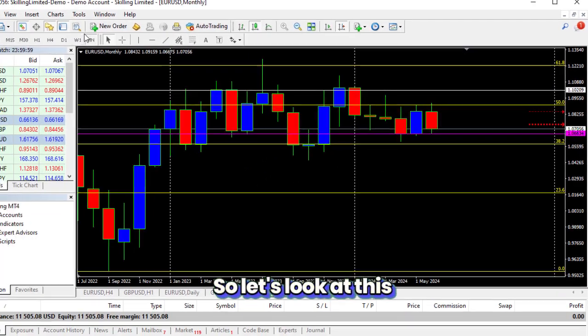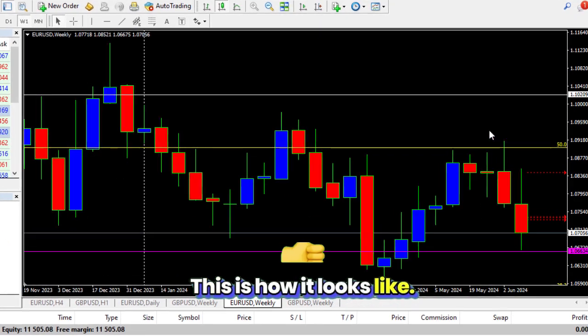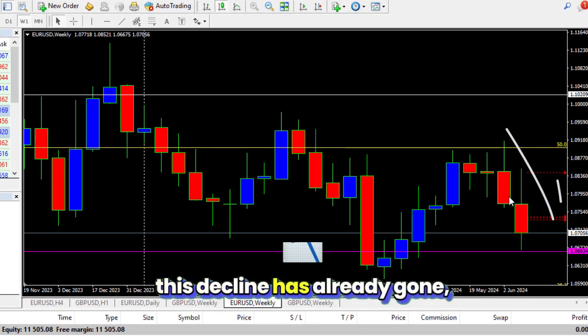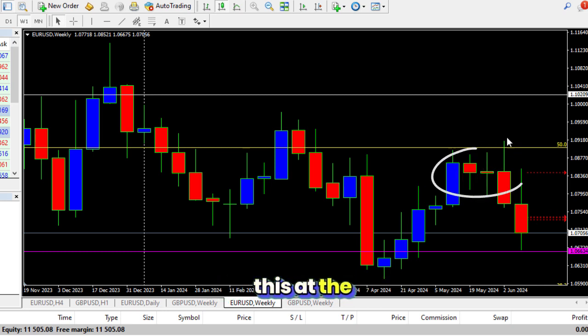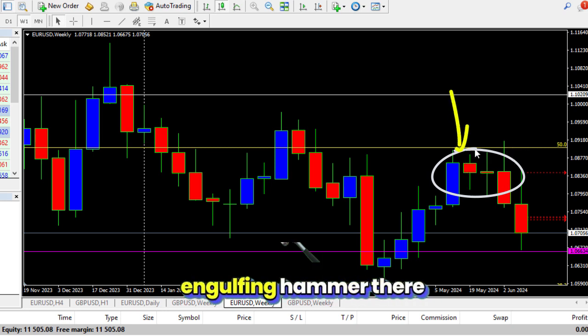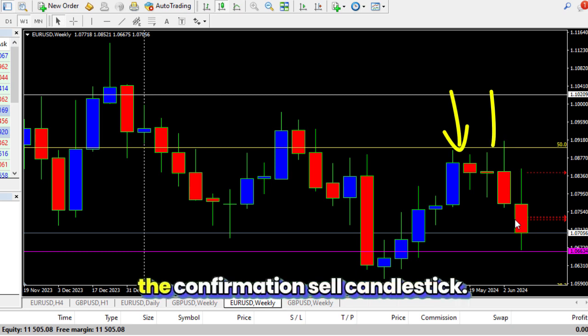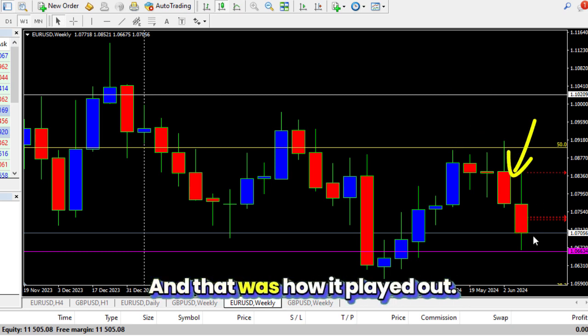So let's look at this on the weekly chart. On the weekly chart, this is how it looks like. In fact, this decline has already gone. You understand? So it's just to follow it, you know. This at the top here is a clear bearish pattern. You can see this engulfing hammer there. We have the doji, then we have the confirmation sell. So last week was just sell and follow it. And that was how it played out.